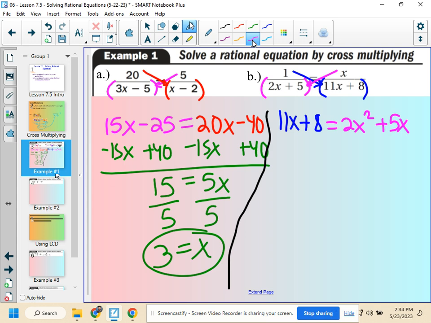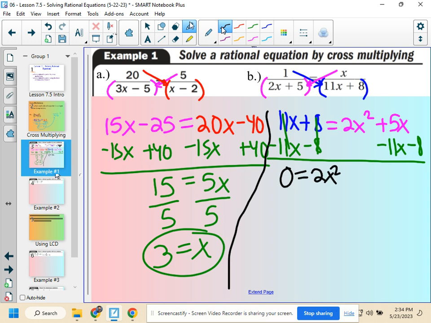That x squared is making me think we're going to have to factor this. Let's bring everything over to the right. So I'm going to subtract an 11x from both sides and an 8 from both sides. So minus 11x and then minus 8. Leaving us a 0 over here. 2x squared. 5x minus 11x is negative 6x. And the negative 8 is just showing up as it is. Okay, we can factor that.